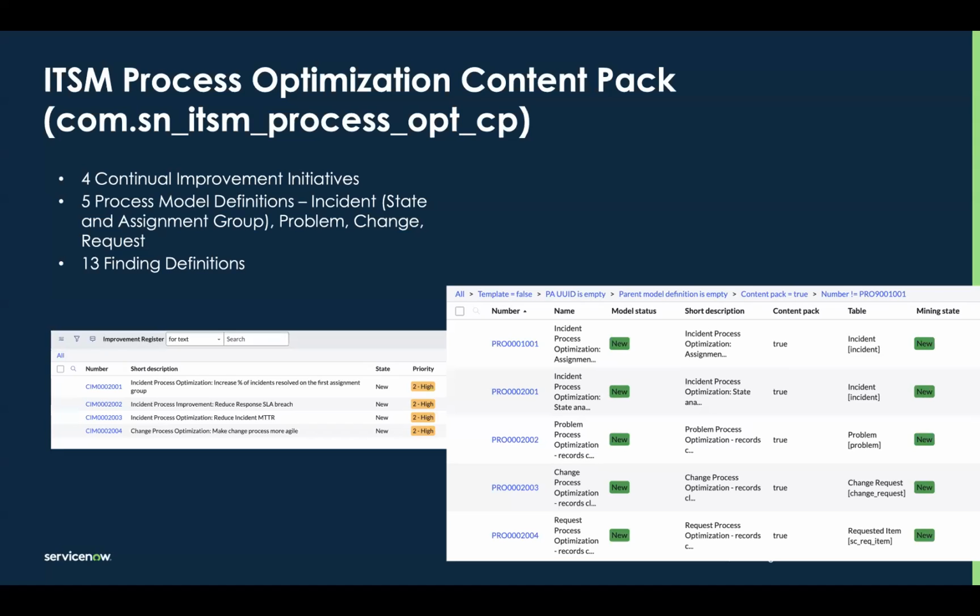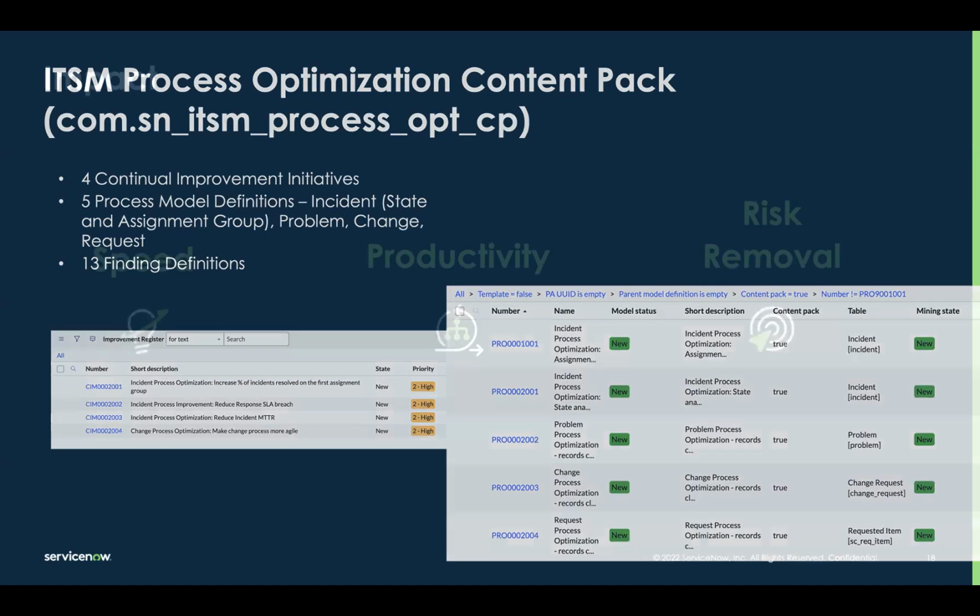But this ITSM content pack has 4 pre-built continual improvement initiatives, 5 process model definitions already built out, and 13 finding definitions, which are those things that kind of guide customers to areas they should be focusing on, common inefficiencies that are out there. And we'll look a little bit more at these finding definitions a little bit later on. And actually on the schedule, there's a deep dive session just for these finding definitions.